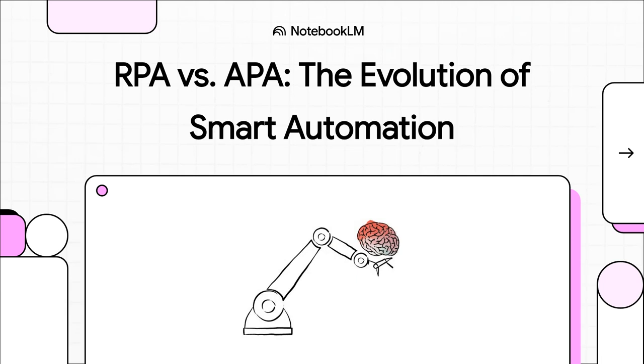All right, let's dive right in. Today, we're going to talk about smart automation, and specifically two powerful technologies you've probably heard of but might get mixed up: robotic process automation, or RPA, and agent process automation, APA. Time to clear things up.